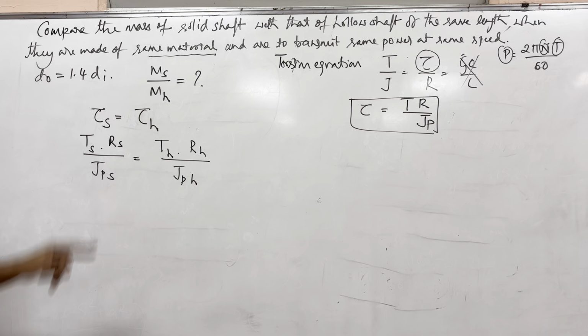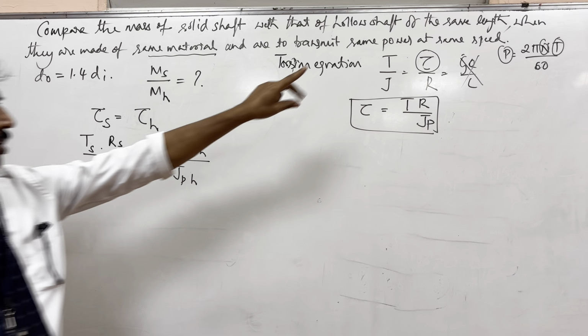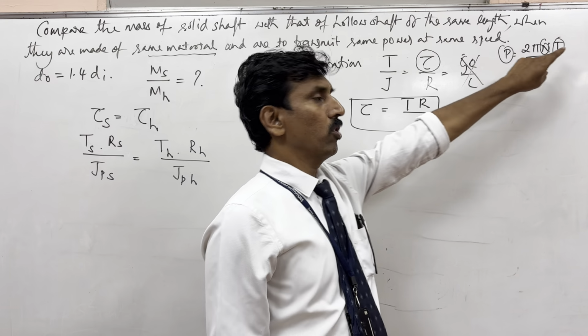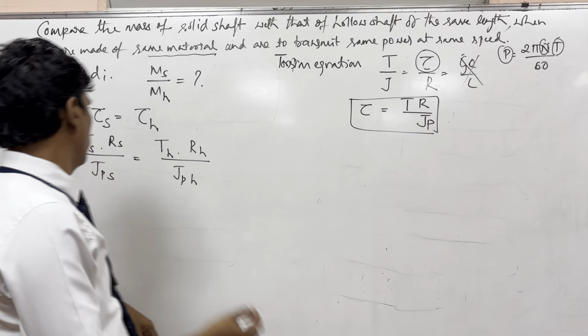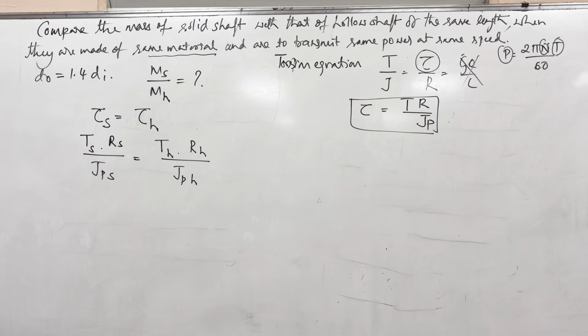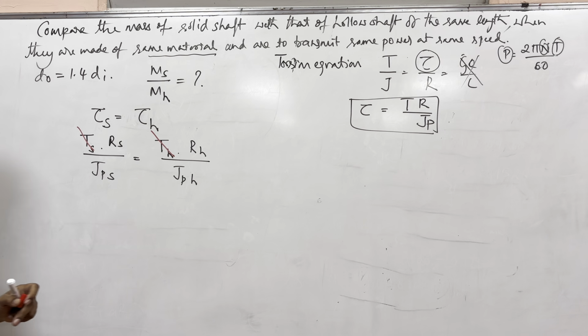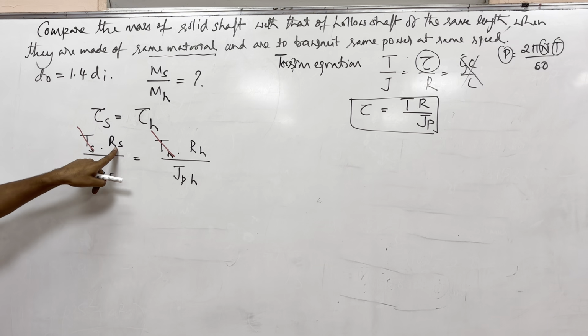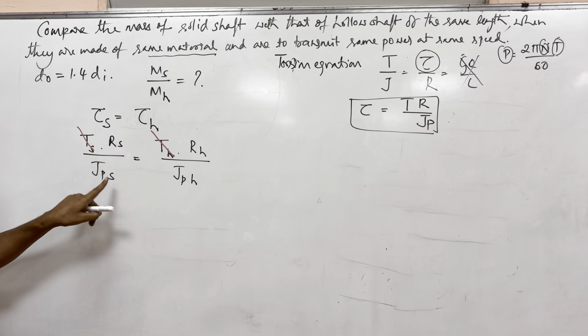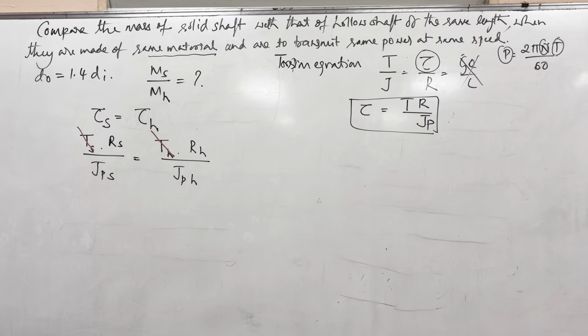Now as per the problem, the power and speed are the same, so the torque has to be the same. So torque S and torque H will cancel out. The radius will not cancel out, and the Jp will not cancel out. So here we can now equate these two.